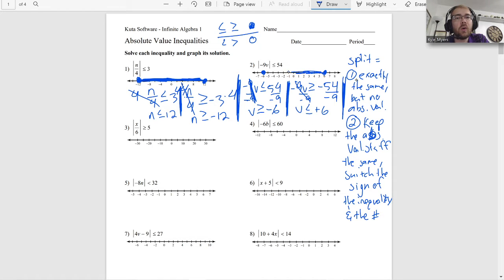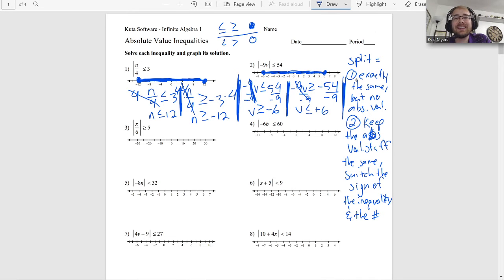So notice it's only what they have in common. Because technically, if I were to graph this, and we kind of talked about this last time with compound inequalities, which is why absolute value inequalities comes after compound inequalities, because this is basically a compound inequality. It's an and.